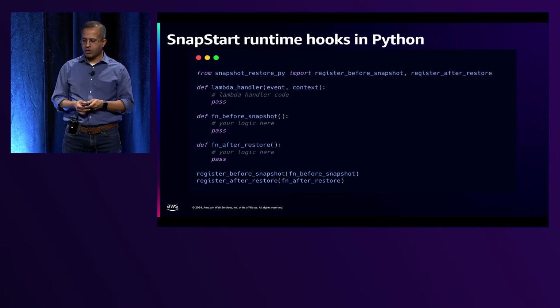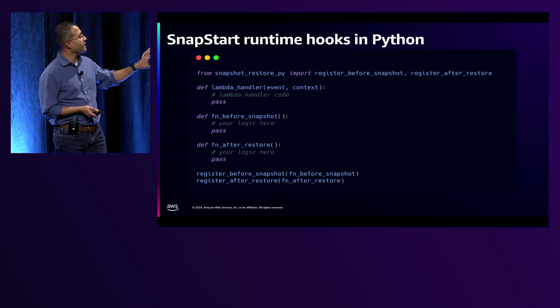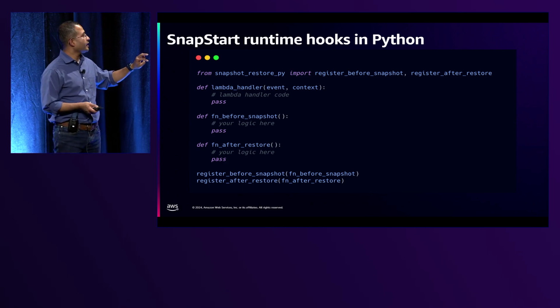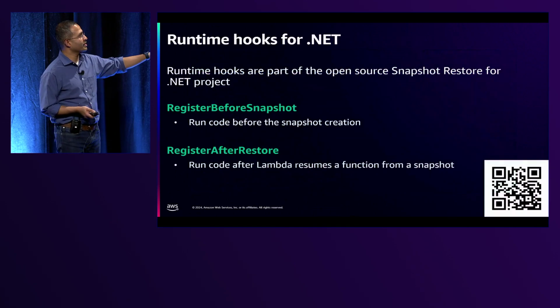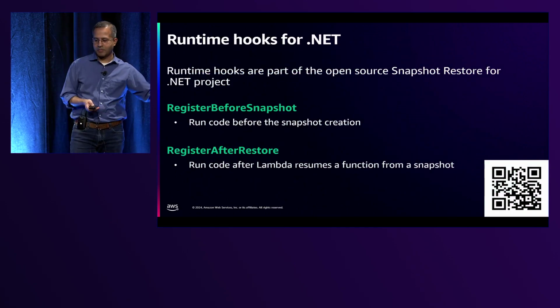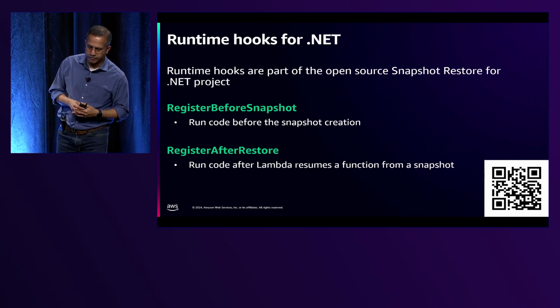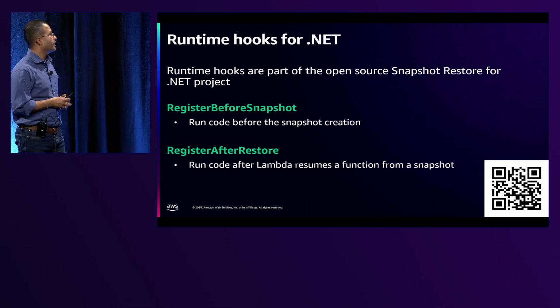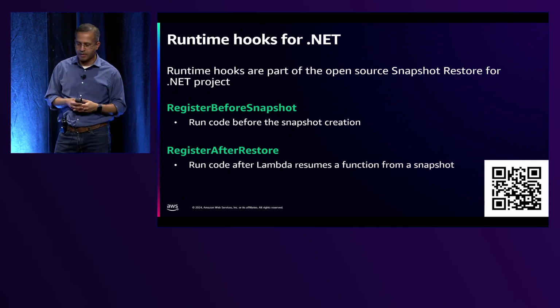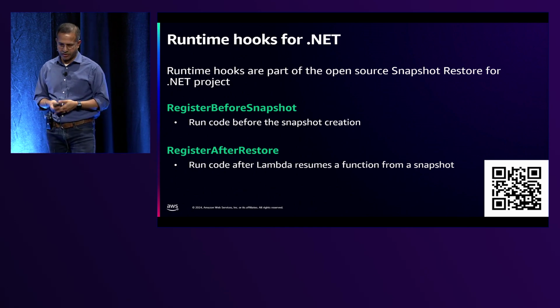Continuing on to the runtime hooks. I talked about decorators and functions. This one is the example of using the function method within Python, and then looking into runtime hooks for .NET. This links to the Amazon.Lambda.Core library to register code before and after snapshot creation.